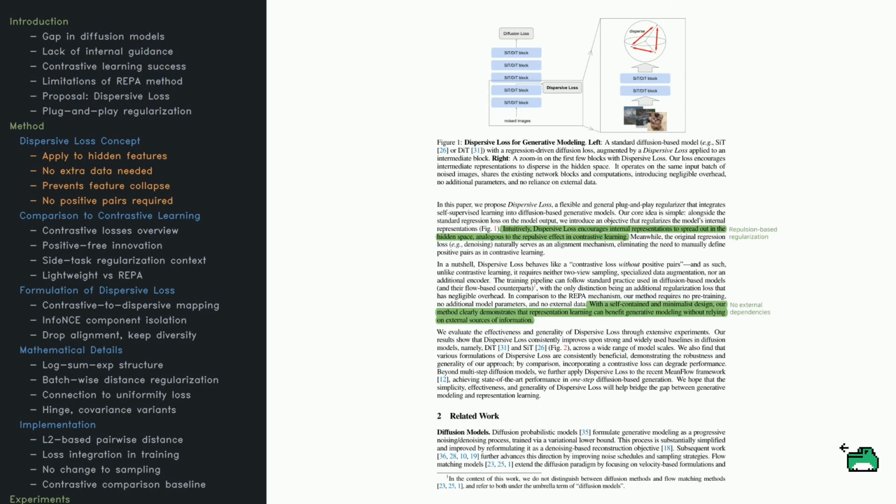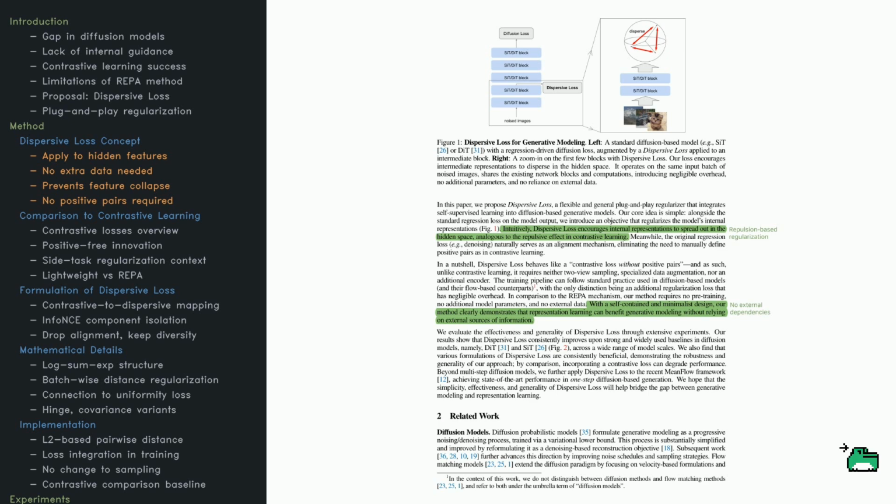So how does this actually work? Let's unpack the core idea behind dispersive loss. Picture a standard diffusion model, like SiT or DiT. Normally, you train it to denoise images step by step using a regression loss. But what's happening inside the model, specifically in the hidden layers? That's where things get interesting.